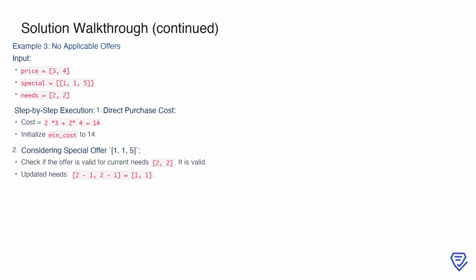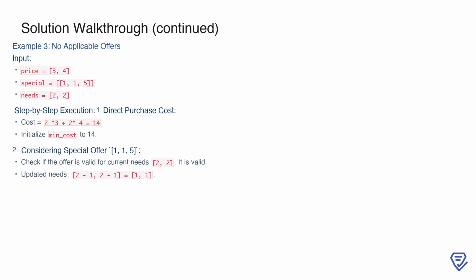In this example, the item prices are 3, 4, there is one special offer, 1, 1, 5, and the needs are 2, 2. First, we calculate the direct purchase cost as 2 * 3 plus 2 * 4 equals 14. And we initialize min_cost to 14. Now, we evaluate the special offer 1, 1, 5.